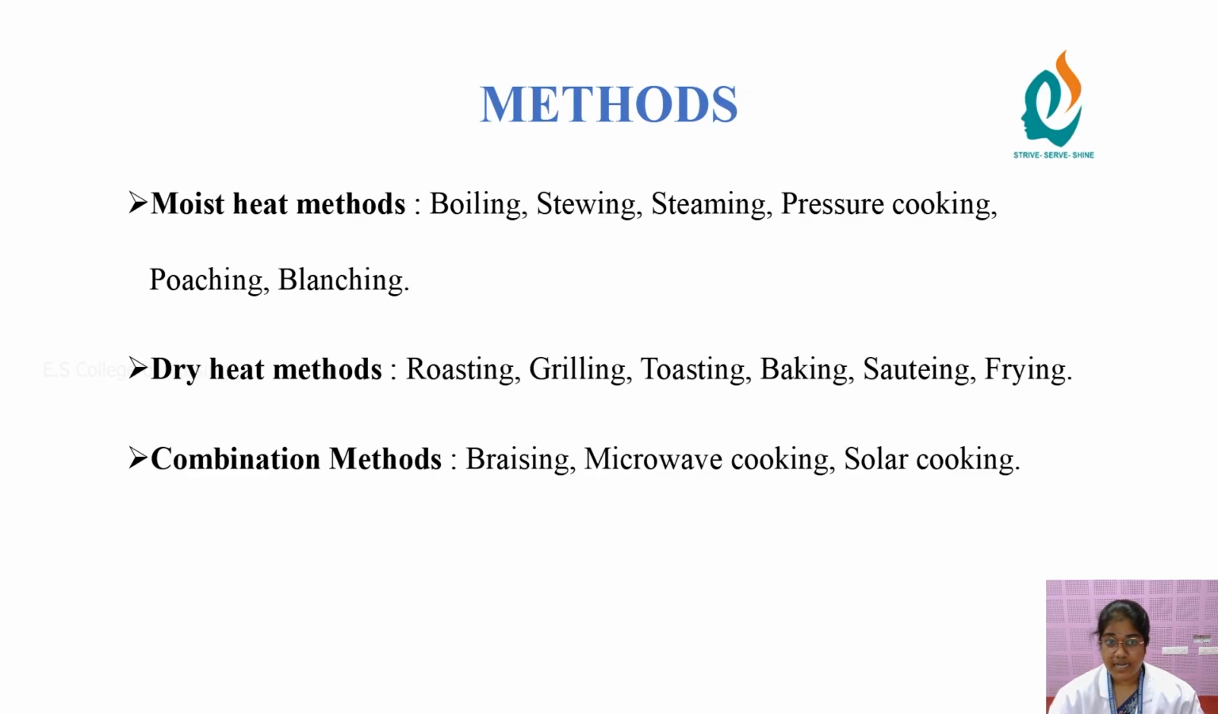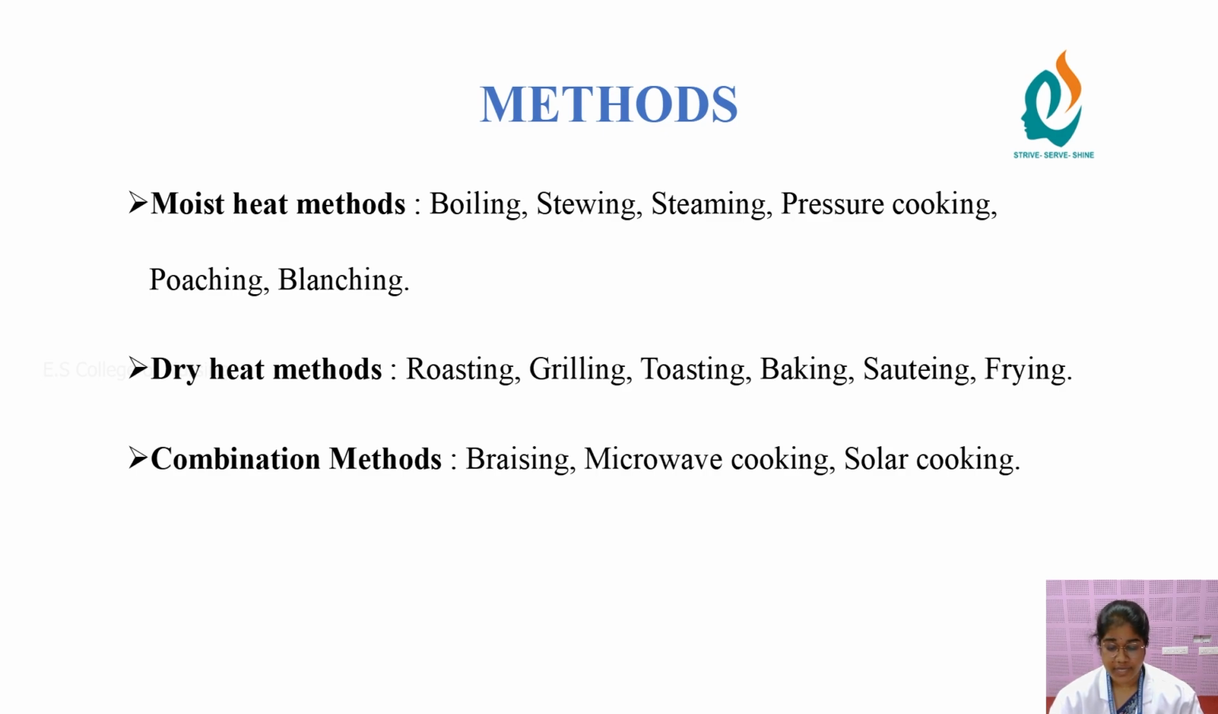Now, the methods are classified into moist heat methods, dry heat methods, and combination methods. In moist heat methods: boiling, stewing, steaming, pressure cooking, poaching, and blanching. In dry heat methods: roasting, grilling, toasting, baking, salting, and frying. And in the combination method, we use both moist heat and dry heat. It is named braising, and also includes microwave cooking and solar cooking.